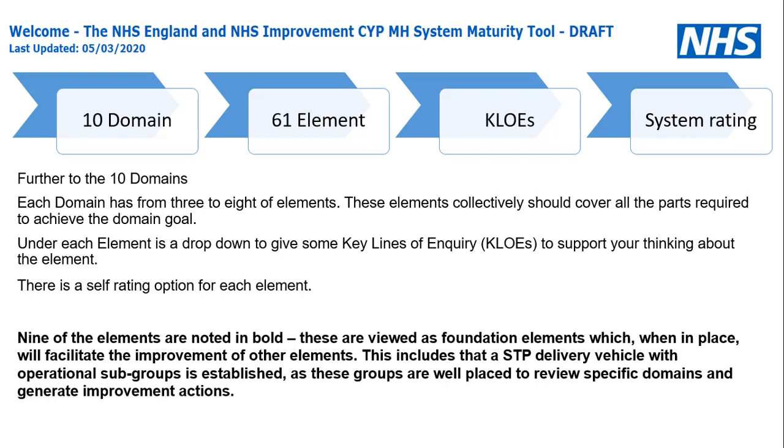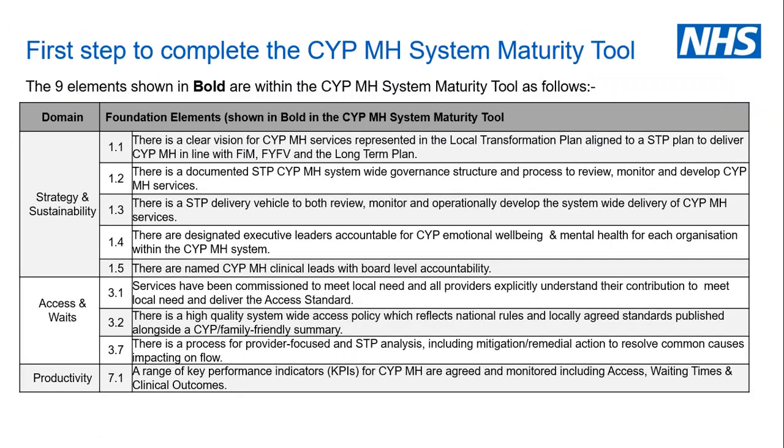But we certainly know you're going to struggle to really engage with some of the opportunities within this System Maturity Tool. So what we recognise is if those groups are set up correctly, they're often well placed to review specific domains within the tool and generate improvement actions. Now this slide shows in more detail those nine elements that we think are critical to look at first. And what I recognise is when thinking about 61 elements and all the different asks that are within this tool, that focusing on these 9 is a really positive place to start.